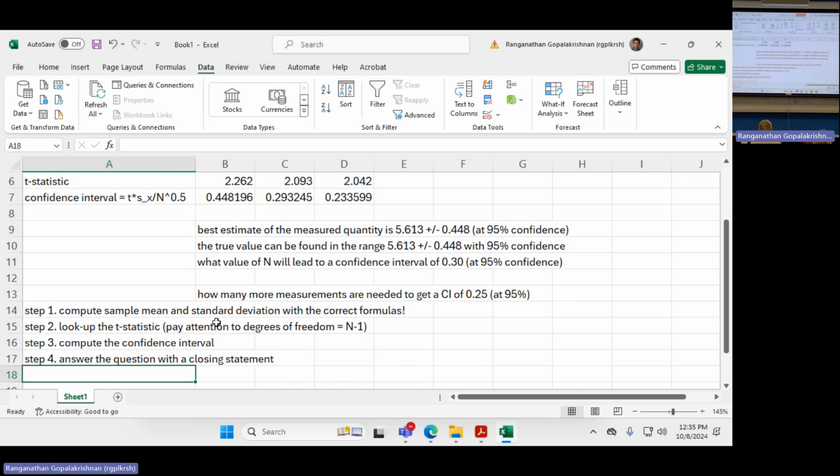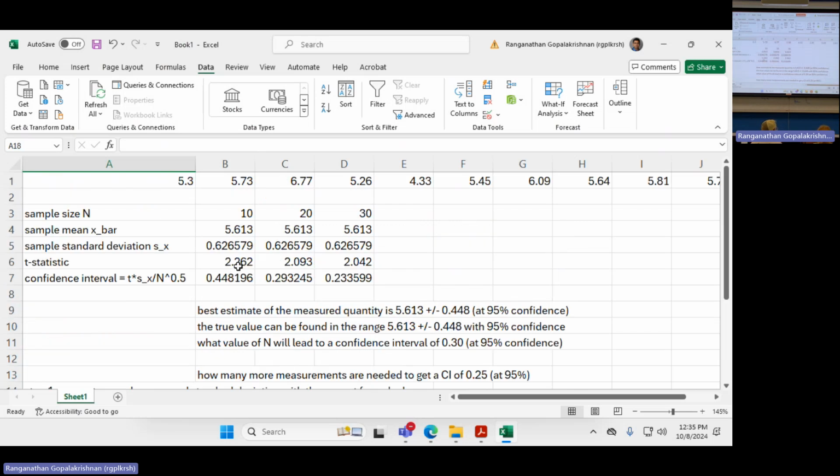The question could be something like, okay, we did 10 measurements. How many more measurements are needed to get a CI of 0.25? The answer could be, you did already 10 and 30 gets you within 0.25. The answer is then 30 minus 10, 20. How many more? You already did 10, you ended up with 0.448. How many more do you need to get within 0.25? The answer is nearly 20 additional measurements.